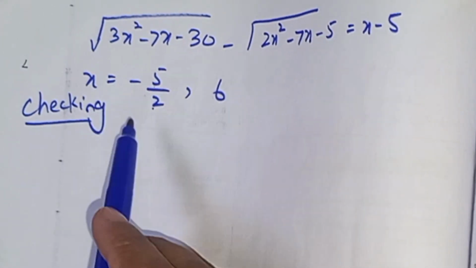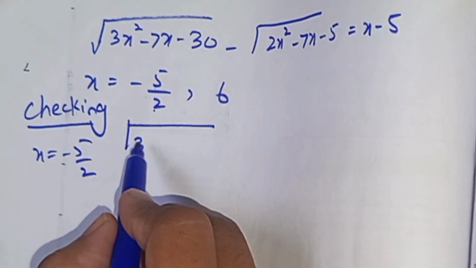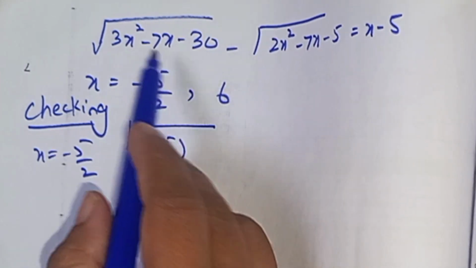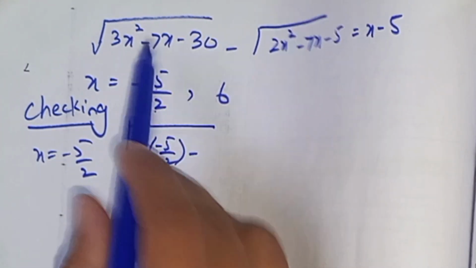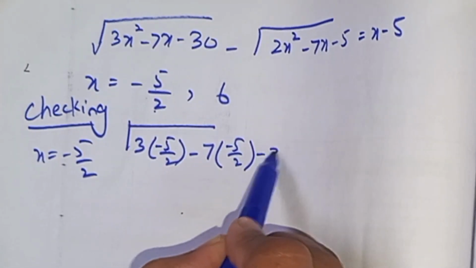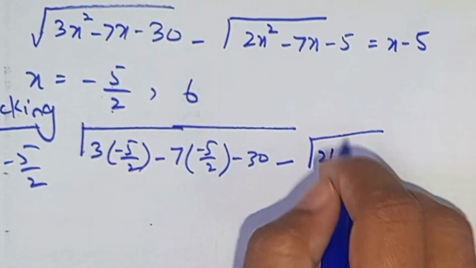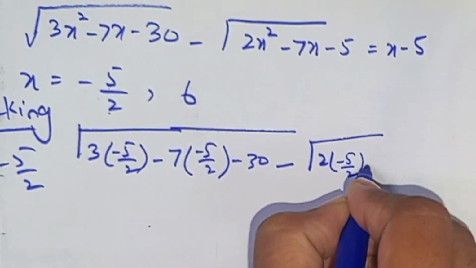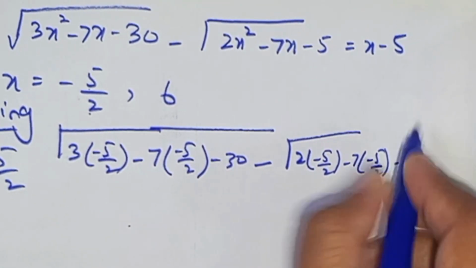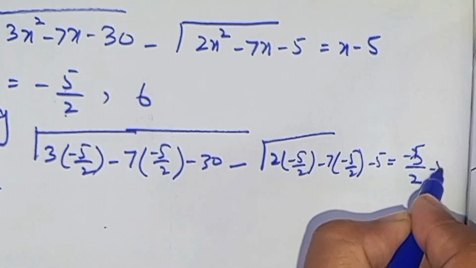Now we verify x equals minus 5 over 2, and we have the square root of 3x squared minus 7x minus 30, minus the square root of 2x squared minus 7x minus 5. So x is minus 5 over 2, and this is equal to minus 5 over 2 minus 5.